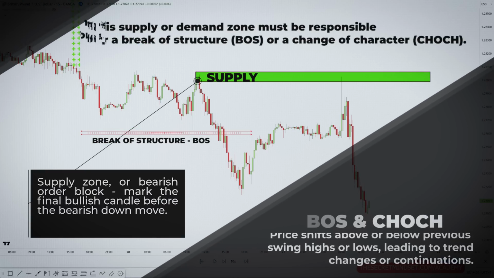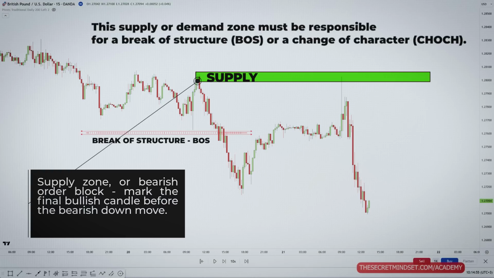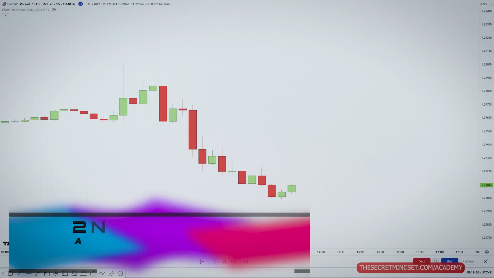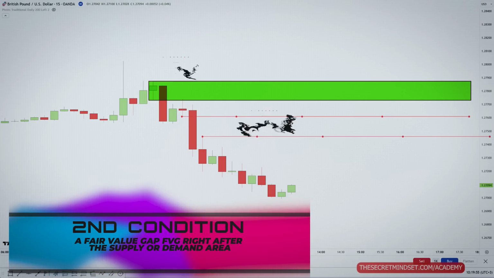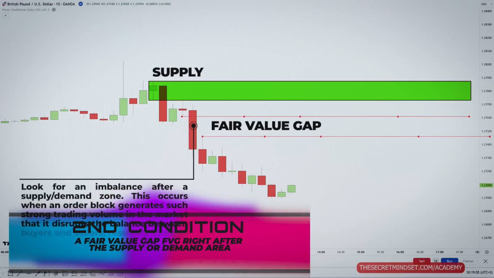These are price shifts above or below previous swing highs or lows, leading to trend changes or continuations. A BOS is simply a break above a previous higher high in an uptrend, or a break below a lower low in a downtrend. The second component is a fair value gap right after the supply or demand area. This can greatly enhance the strength of your trades.